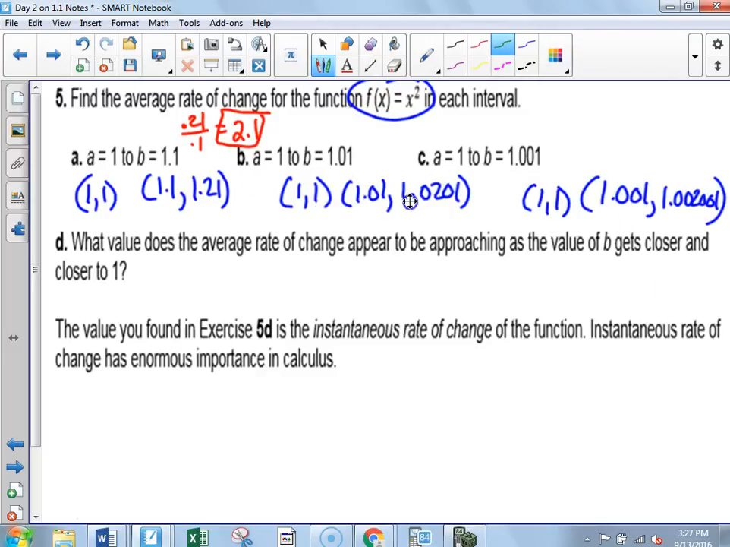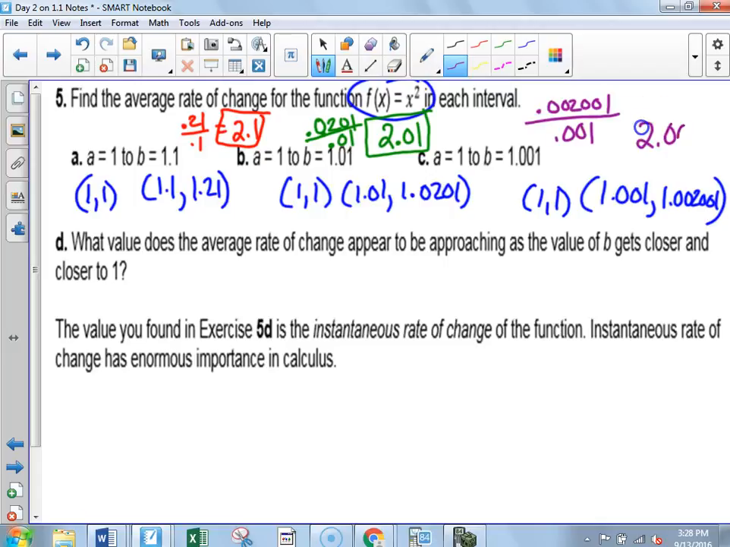The second one here, 1.0201 minus 1 would just be 0.0201. 1.01 minus 1 would be 0.01. Somebody help me. 0.0201 divided by 0.01. I think it's 2.01, isn't it? Okay. This would be 0.002001 over 0.001. Okay.